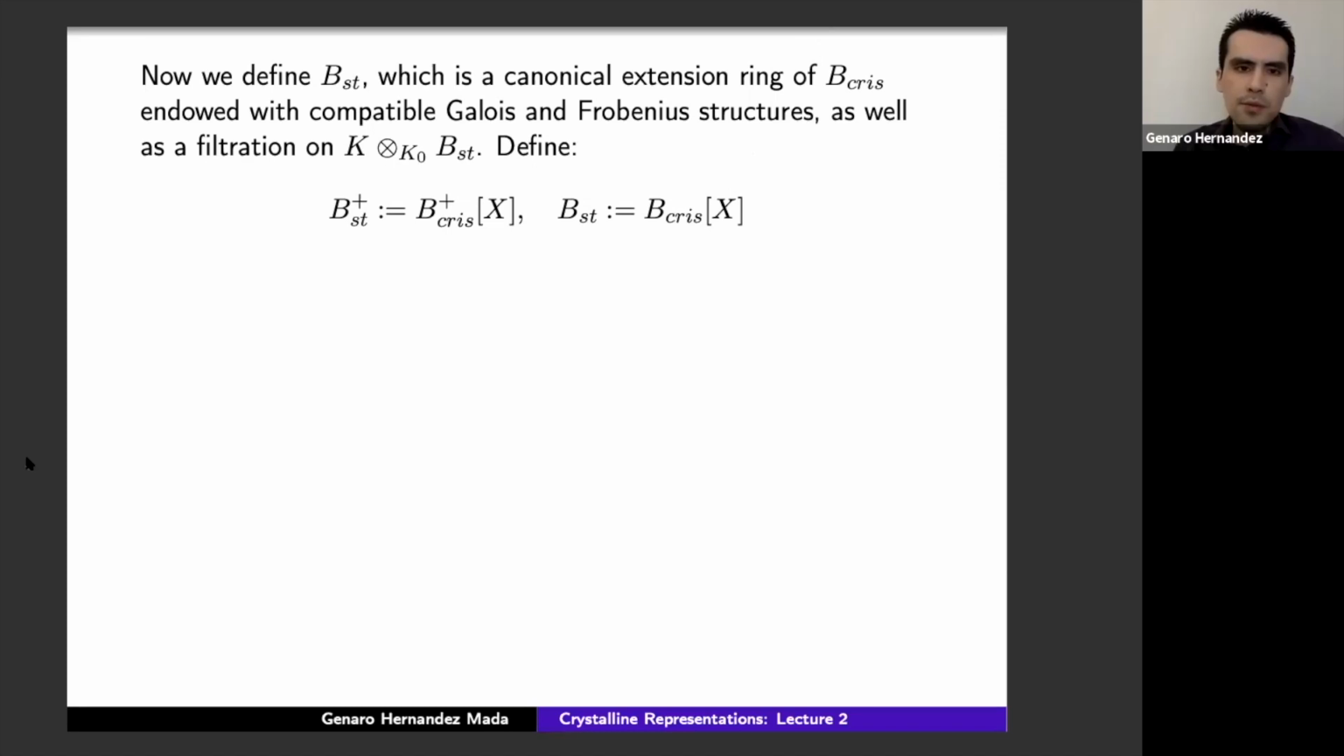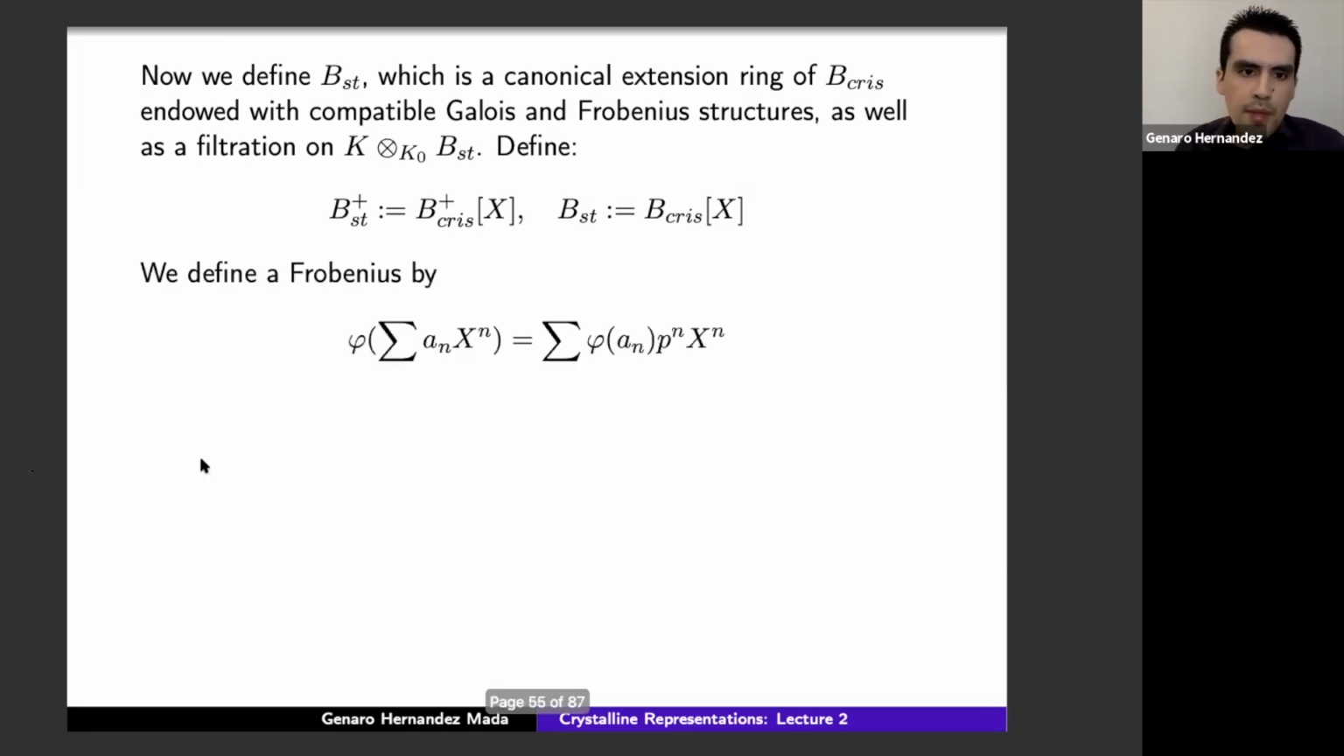Okay, so we continue with what we were saying. We were defining the period ring B_st, and we defined it just as a polynomial ring over B_cris. We should define the Frobenius structure and Galois structure on this ring, which is very simple because we already have Frobenius and Galois structure on B_cris. So the action on B_st should be the most natural one.